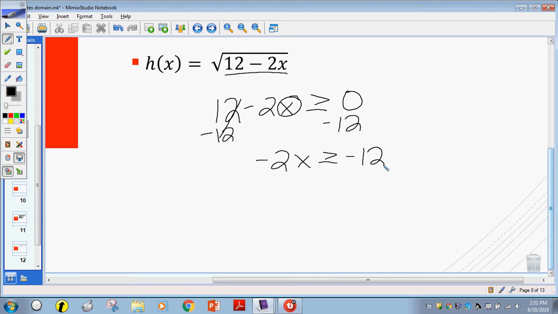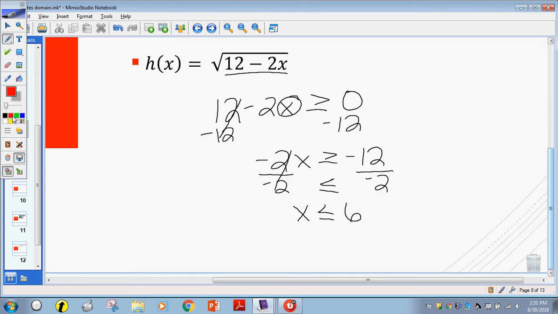And now I'm close to the vault. How am I going to get through the vault? Divide by -2. When I divide by a negative, what happens to my inequality? It flips. Oh, I did it right. So I'm left with x is less than or equal to 6. So that is my inequality.